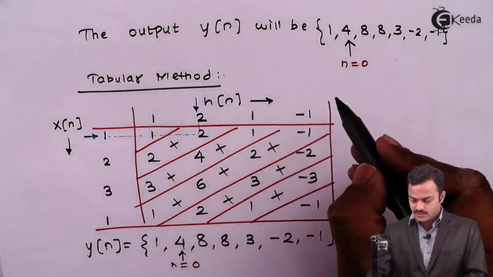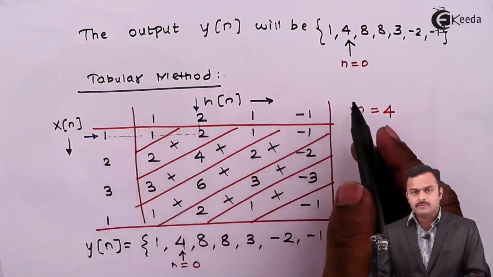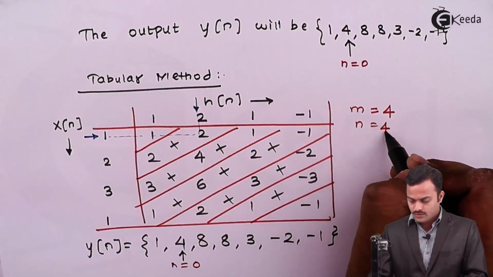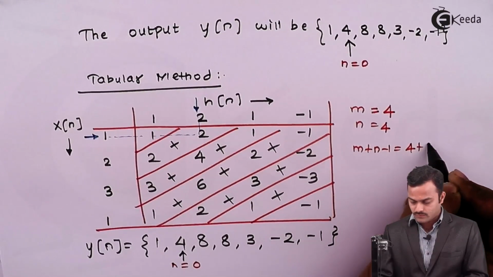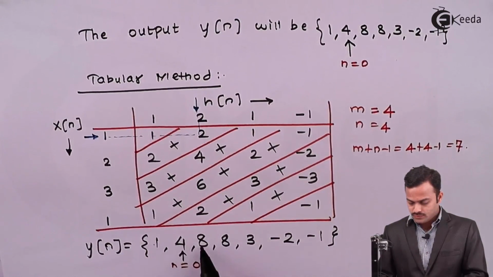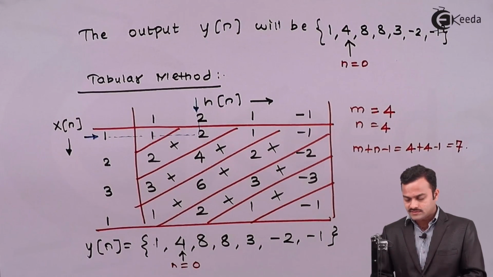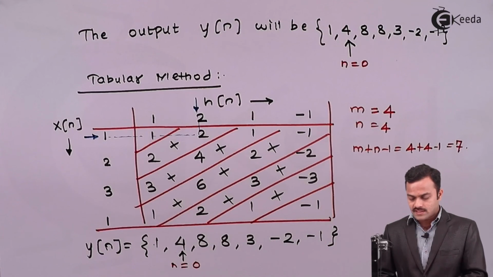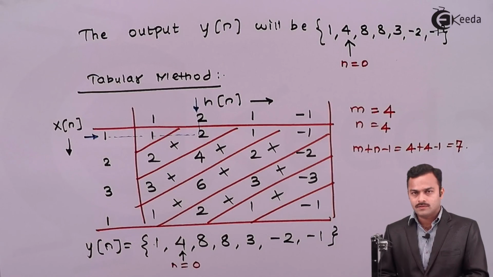Moreover, we can check here number of elements in x of n are 4, number of elements in h of n are also 4. So y of n should have the number of elements m plus n minus 1, which is 4 plus 4 minus 1, which is nothing but 7. 1, 2, 3, 4, 5, 6, 7. So in all the dimensions, these answers are matching, hence we can say convolution is correct. So the thing is that over here origin is shifted now. So even if the origin is shifted, still we can solve the convolution problem. Thank you.